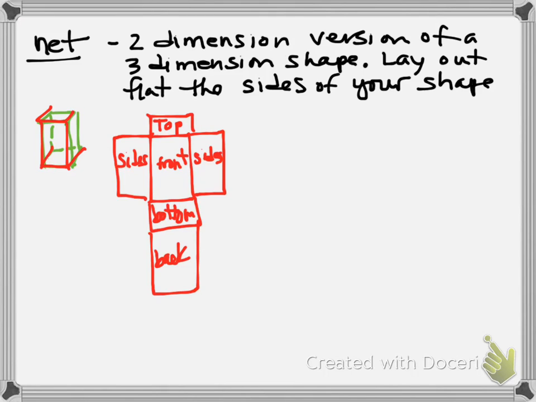So this is a 2-dimensional version of a 3-dimensional shape. Okay, so that's kind of the generic. Let's get into the specifics. Today we're just going to talk about the cylinder. Is everybody good? So what do you think the net of a cylinder would look like? So to help you, I'm going to bring you a cylinder.